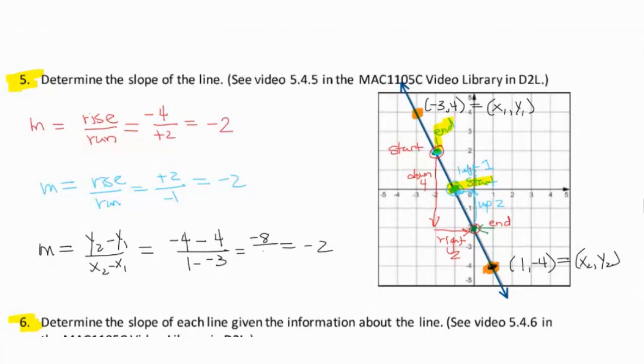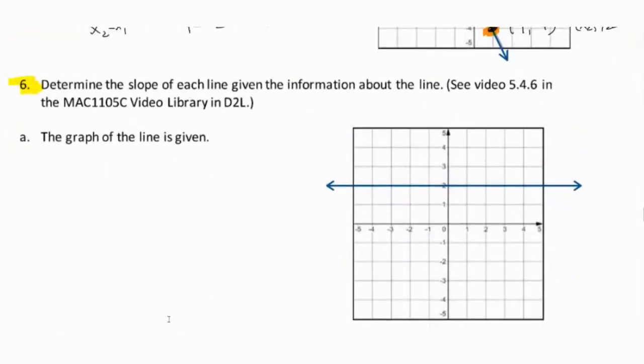All right, so a lot of flexibility on how you approach the problem. You're still going to come to the same conclusion as long as you follow the correct steps. All right, what happens when we have a graph like this one and we're asked to determine the slope? It's 0, that's right. Anytime you have a horizontal line, the slope is 0.